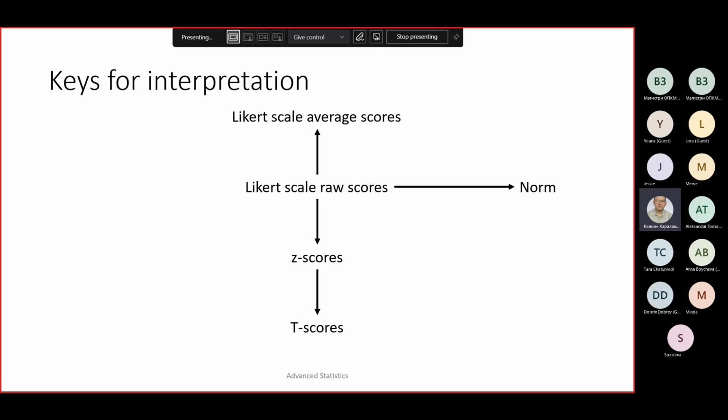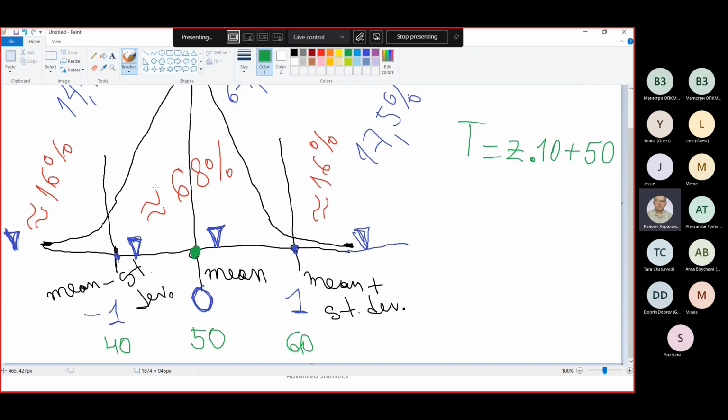T-score also shows the norm, below the norm, above the norm, because if the t-score is between 40 and 60, then the individual is in the norm. If the t-score is below 40, then the individual is below the norm. And if the t-score is above 60, then the individual is above the norm.